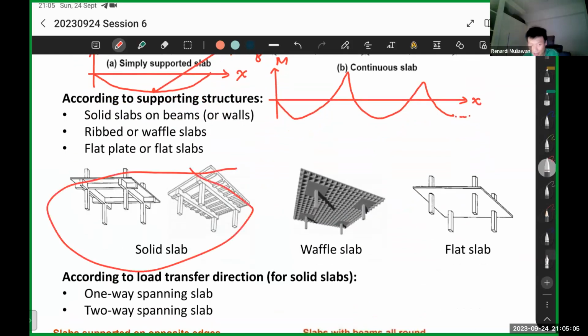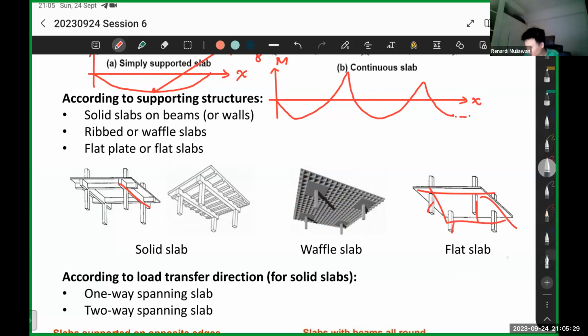So these are the solid slabs. If you notice, the slab is supported by these beams. Then we have rib or waffle slabs. Basically, you have one whole slab and then a lot of waffle-shaped protrusions. Okay. Lastly, you have the flat slab. It's just a whole slab supported on columns, and there are no beams.